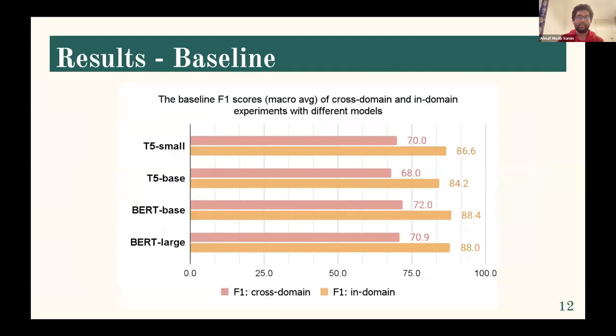So this is the result of our baseline, and basically we have trained 4 models, and as we can see, the BART-based model performs better than the other ones, with 88.4% F1 score in the in-domain experiment, and about 72% F1 score in the cross-domain experiment.